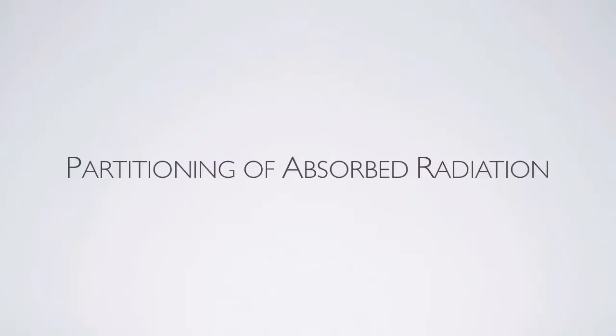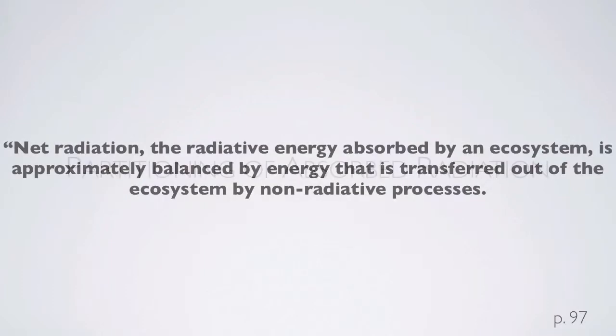We learned that the emission of long-wave radiation depends on the temperature of an ecosystem. How hot ecosystems get depends in part on how much short-wave radiation is absorbed, but also the partitioning of absorbed radiation. The authors state that net radiation, the radiative energy absorbed by an ecosystem, is approximately balanced by energy that is transferred out of the ecosystem by non-radiative processes. Surface temperature is important for long-wave radiation flux.